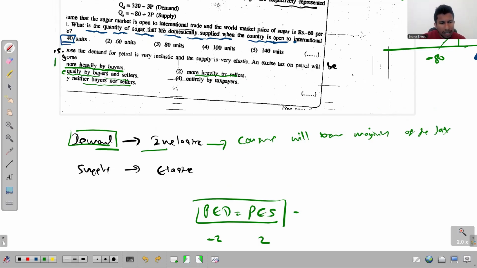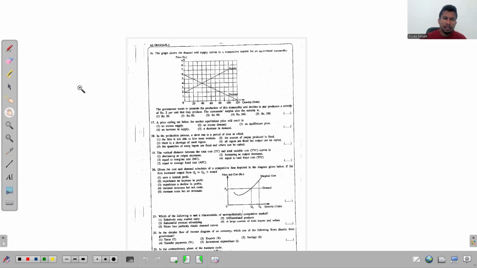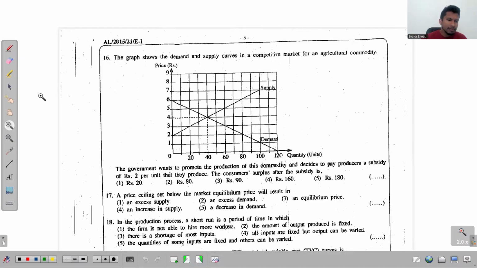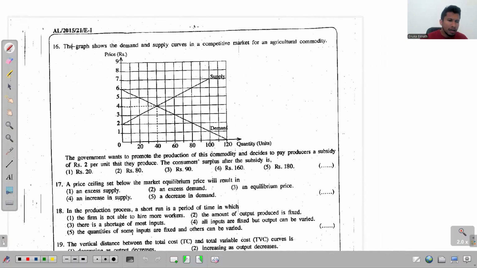Right. So I hope that discussion is enough for this question 15. Right, look at this question 16 now. It says the graph shows the demand and supply curves in a competitive market for an agricultural commodity. By giving all these, the government wants to promote the production of this commodity and decides to pay producers a subsidy of 2 rupees per unit. Okay, it's a unit subsidy of rupees 2.